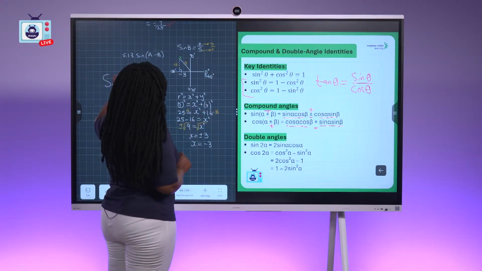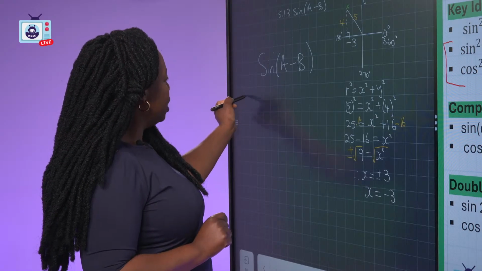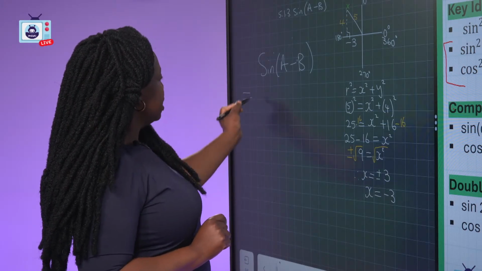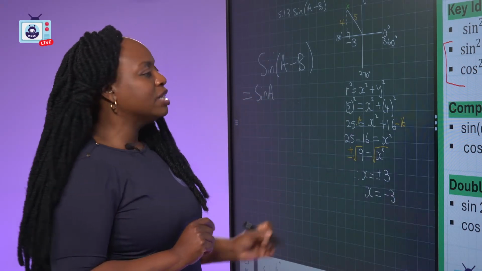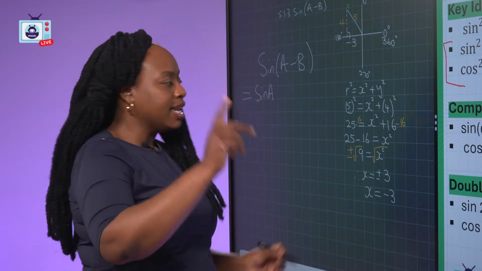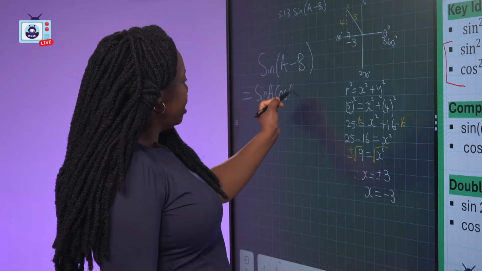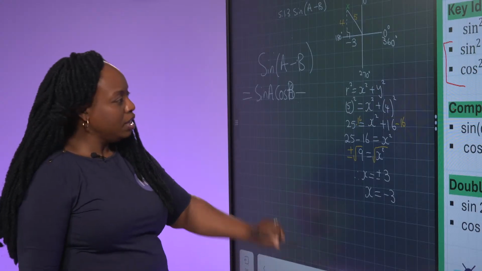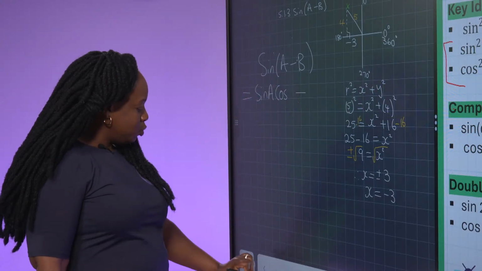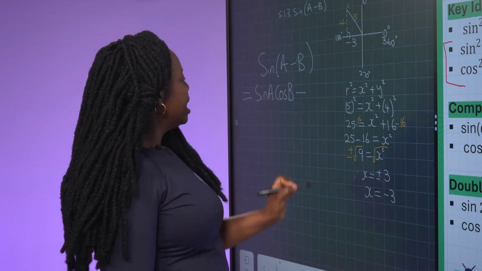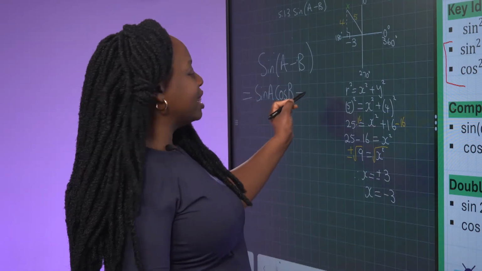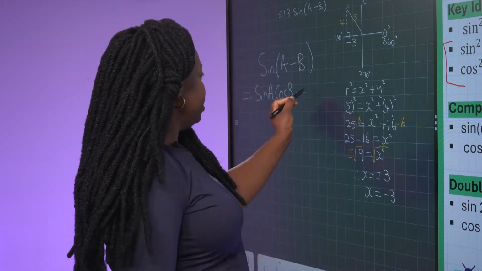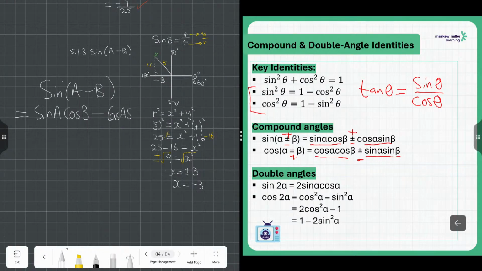So here when we expand, we are going to say this is equal to sine A. Remember we said sine changes the ratio. So it's sine A cos B, right? And the minus will remain. That's the very important one. And then on the other side, we are going to have cos A sine B. Cos A sine B. Like that. Okay.